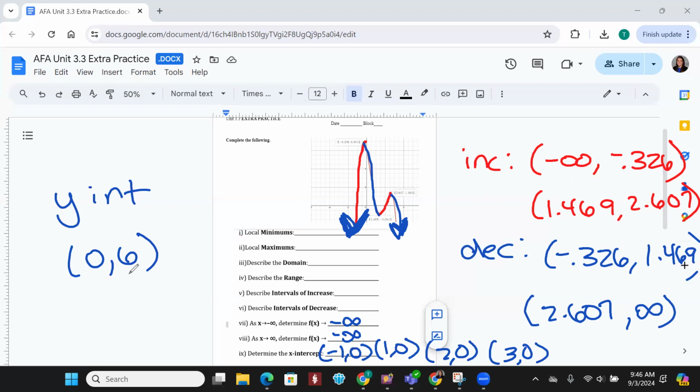Okay, flip over to the back and just do increase, decrease, and end behavior. Just do increase, decrease, and end behavior. Take a moment, do the one on the back, increase, decrease, end behavior.